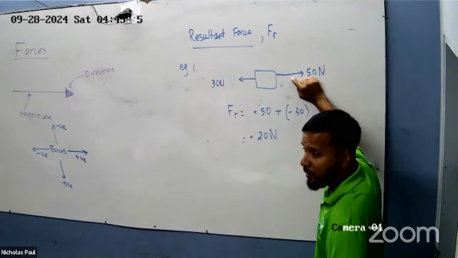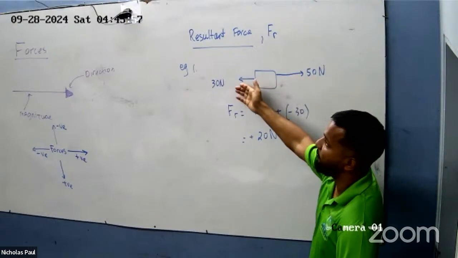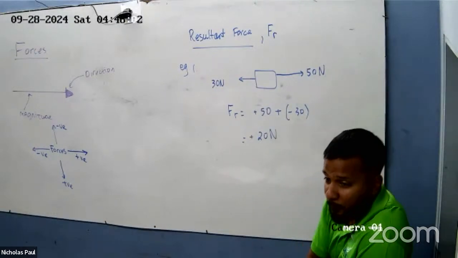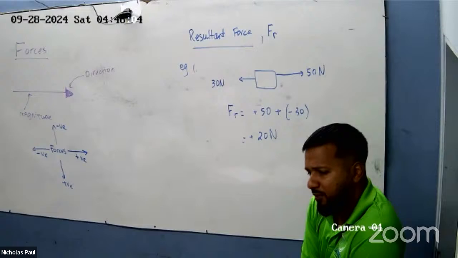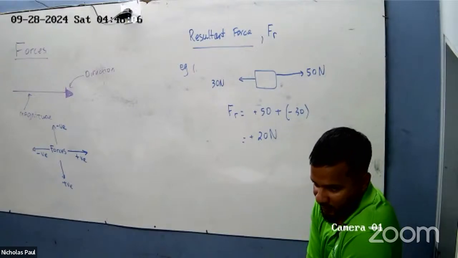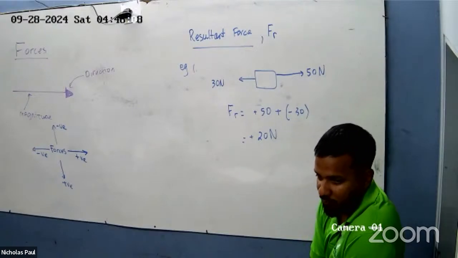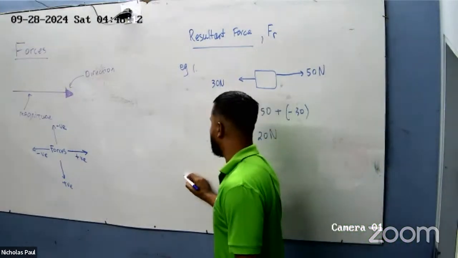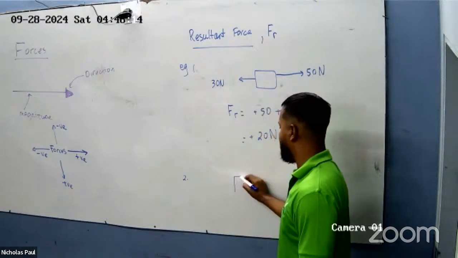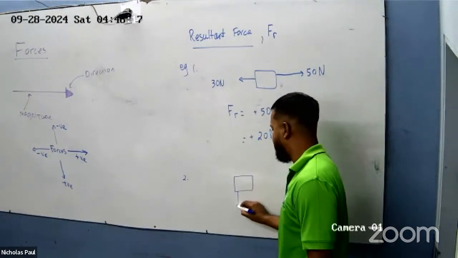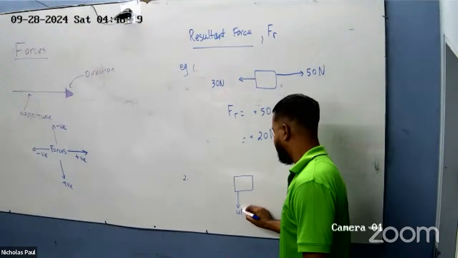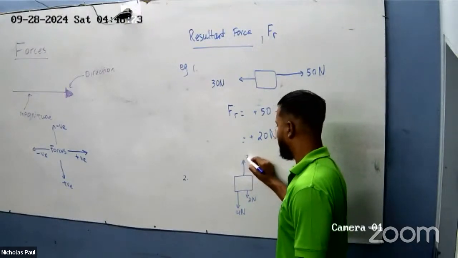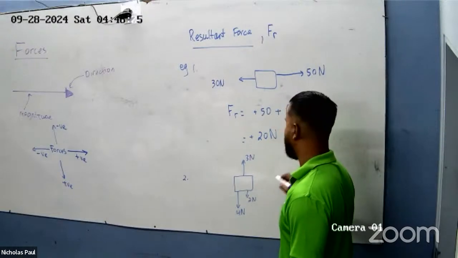Suppose I had 5 forces here and 5 forces here. Number 2, let's try this one here. Find the resultant force here.